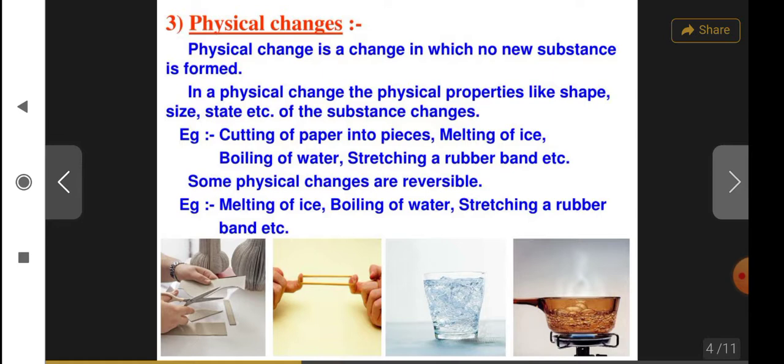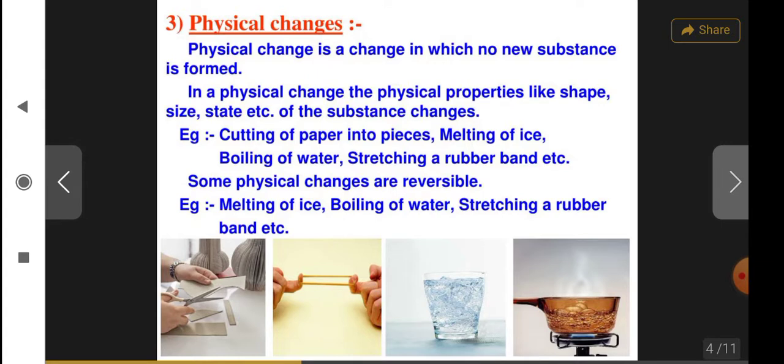In the same way, melting of ice is a reversible change. If you keep the ice outside the refrigerator, it will melt, but if you keep it again in the fridge, it will be frozen again and change back into ice. So it is a reversible change. In the same way, boiling of water is also a reversible change. So generally, physical changes are reversible, but not always.